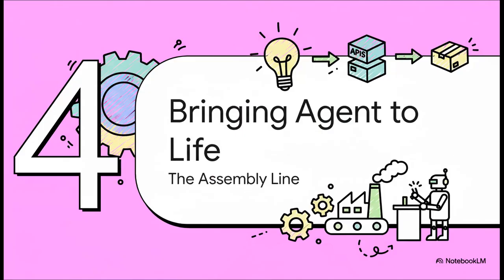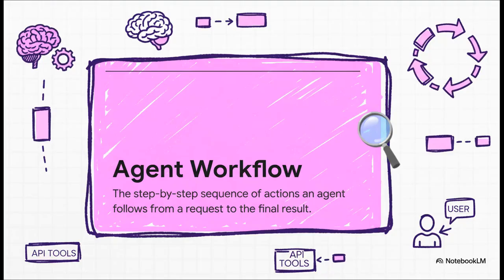All right, we have the brain and we have the tools. Now for the final section, bringing our agent to life. This is like the assembly line, where all the pieces finally click together to create a working system. So this assembly line process is called an agent workflow. And it's just what it sounds like. The step-by-step sequence of actions the agent follows to get from point A, your request, to point B, the final result. It's the agent's game plan.